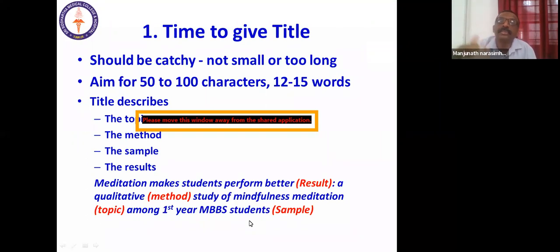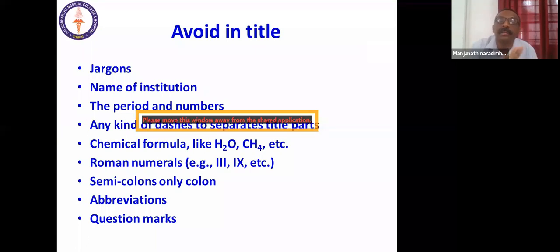There are certain things which you are supposed to avoid in the title. What are those? Avoid medical jargon, because we try to project the title in a very catchy way, but too much catchiness should not be there. It should be catchy, that's all. Avoid jargon. The name of the institution should be avoided, for example "conducted at Siddhartha Medical College." Conducted during the period, involving so many numbers, all this should be avoided. And any type of hyphens or dashes between the words should be avoided. Do not use any such hyphens or dashes.